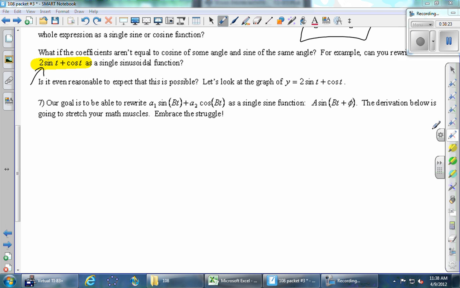First, let's make sure we're clear that this is the same kind of question we were asking before. You have some number in front of the sine, some other number in front of the cosine. That's what we had. And the goal is to maybe write it as some amplitude, which we don't know yet, times a single sine function.